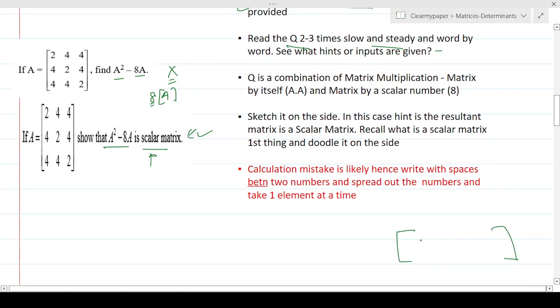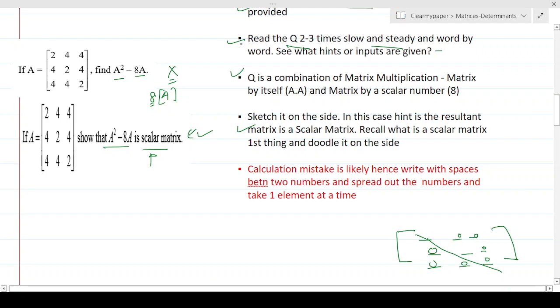A scalar matrix is something where the diagonal elements are going to be the same and everything else is going to be 0. So that's a scalar matrix. The number has to be the same across the diagonal and everything else has to be 0. Then only it becomes a scalar matrix, right? You know that. So just make a sketch of that on the right.